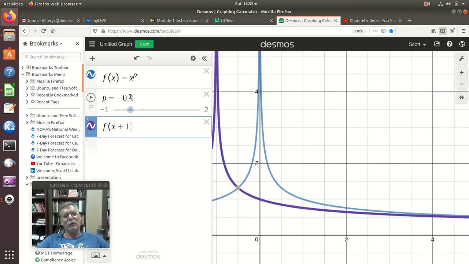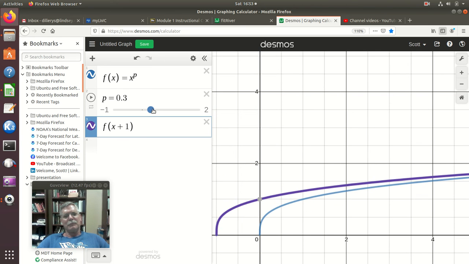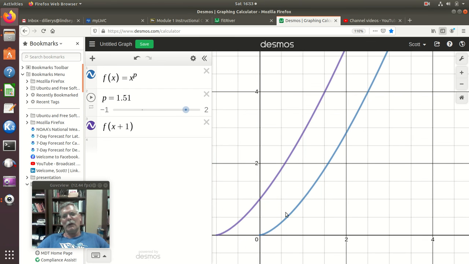The exponent is either negative, which gives you this kind of shape. It is positive between 0 and 1, which gives you this square root looking thing, or it's bigger than 1, in which case it's starting to look kind of like x squared or x to the fourth or something along those lines. Okay, so that's a power function.